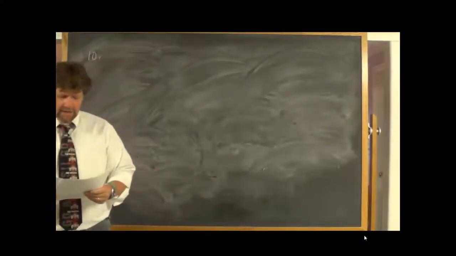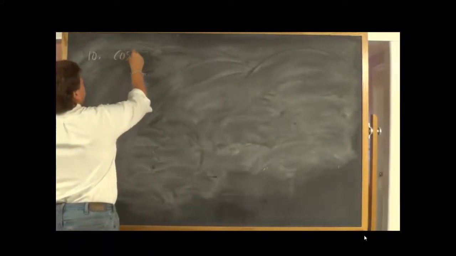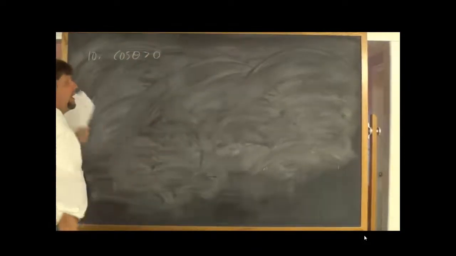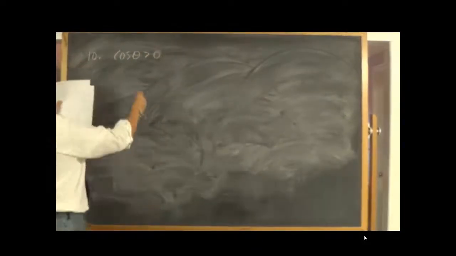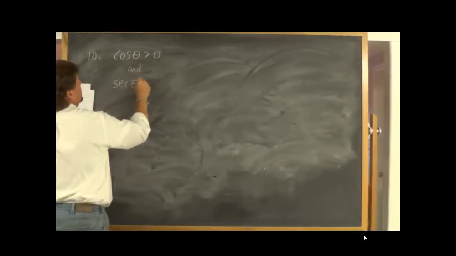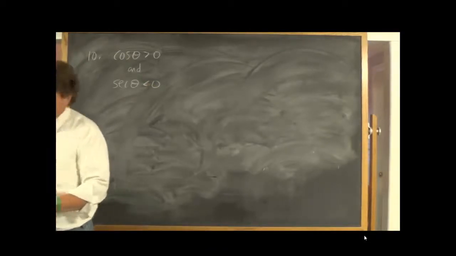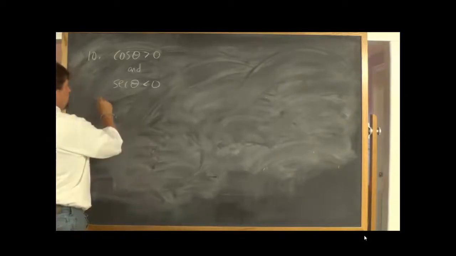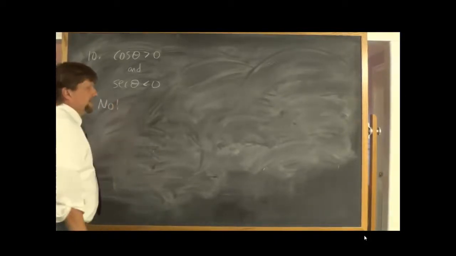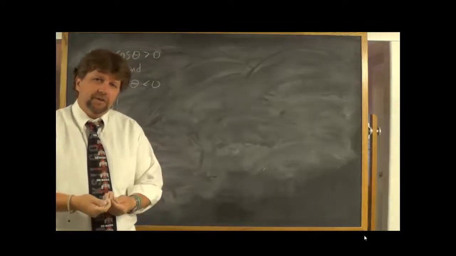All right, hey, in number 10, you're asked, is it possible for an angle theta to exist such that the cosine of theta is positive and the secant of theta is negative? And then I ask you to explain. Well, quite simply, the answer is no. This isn't possible. It's not possible because cosine and secant are reciprocals.